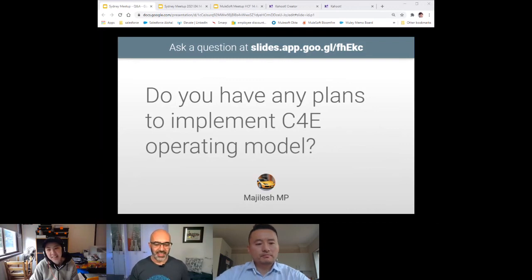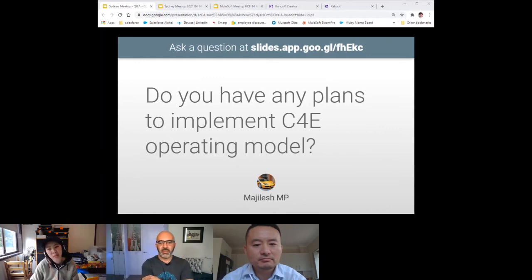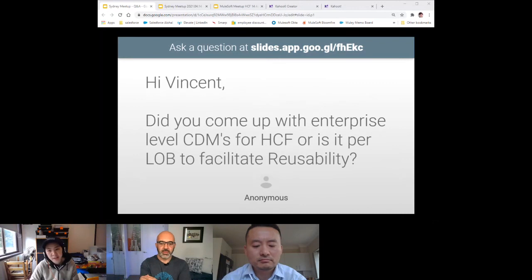Okay. Last question, about reusability. Two people asked questions about reusability. One is how do you actually measure reusability? So I think we can address that all in one go.